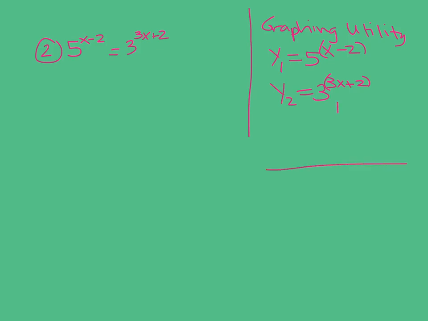So when you graph this, they almost look like they're going towards the same place. So you're going to have one that looks like that, and you're going to have one that looks like that. They look pretty close, but you will find that they actually intersect at the point -3.2120.